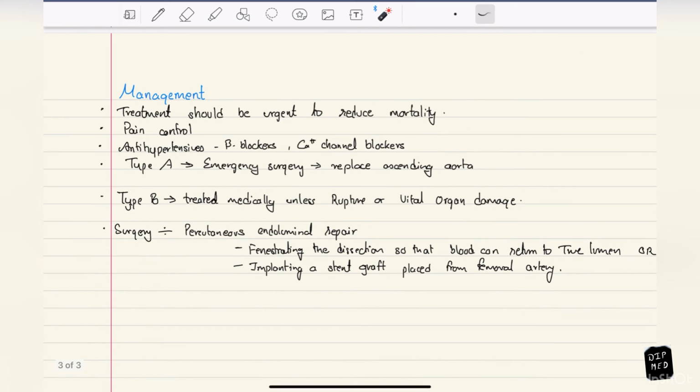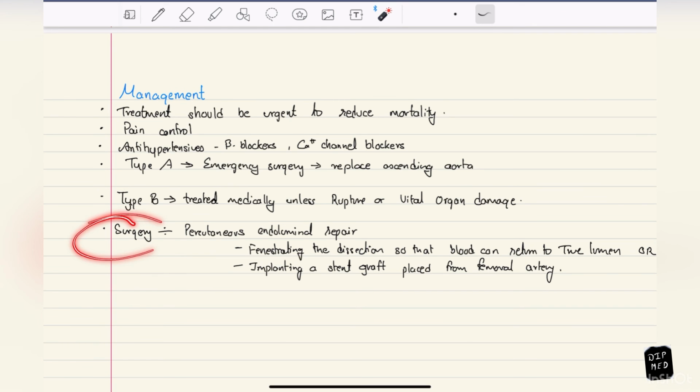Under management, treatment should be urgent to reduce mortality. Usually, type A cases require emergency surgery, that is replacement of the ascending aorta. Type B can be treated medically unless there is rupture or vital organ damage. So medically, we can give pain control medications or antihypertensives such as beta blockers and calcium channel blockers.